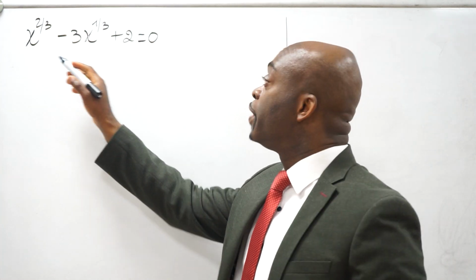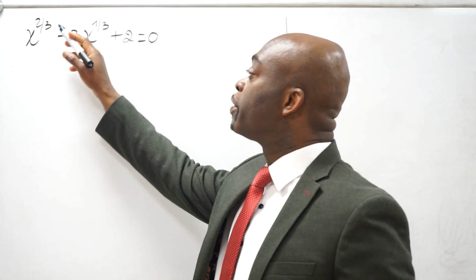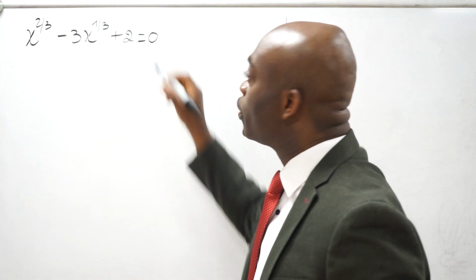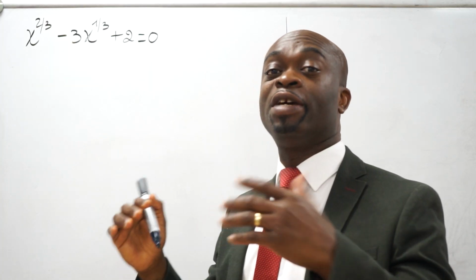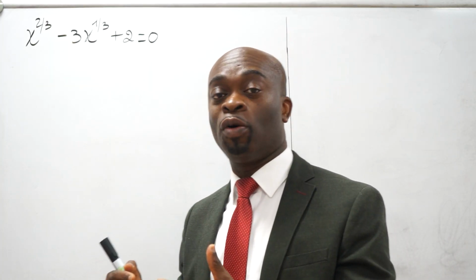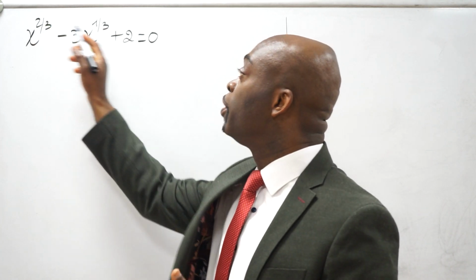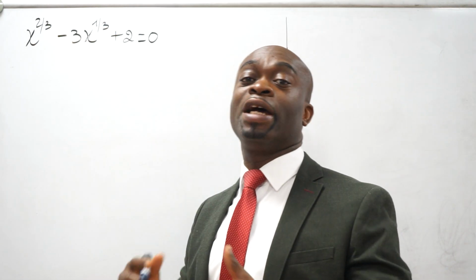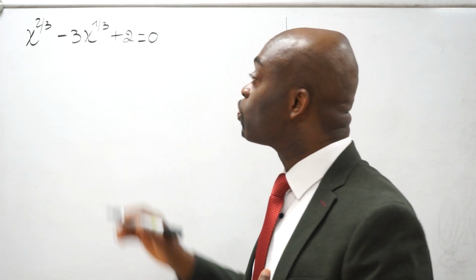Guys, let's solve for this equation here. x to the power 2/3 minus 3x to the power 1/3 plus 2 equals 0. This equation is a bit different than the ones we have done before, where we have x to the second power, x to the first power, x to the third power, x to the fourth power, right? So this one is a bit different.